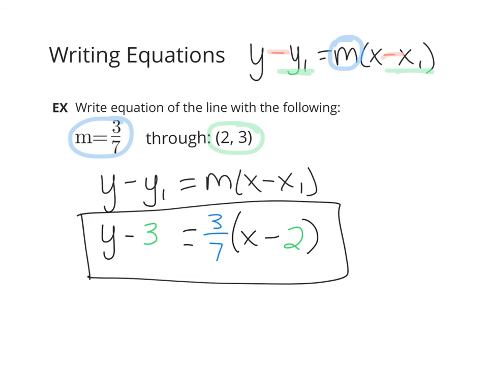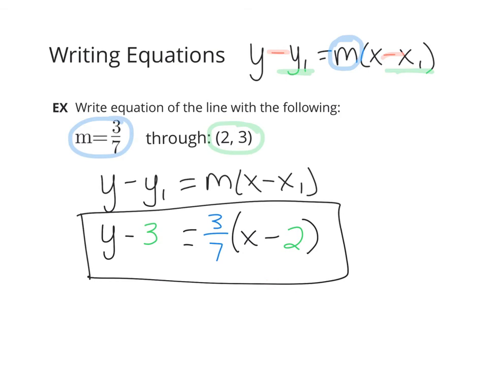And notice I don't have to deal with my fractions. I have an ugly fraction of 3/7, but I don't have to deal with it when going to simplify this into slope-intercept form. I could distribute my 3/7 into my x, my 3/7 into my -2, and add my 3 over, but why would I do that when I can graph from this form?